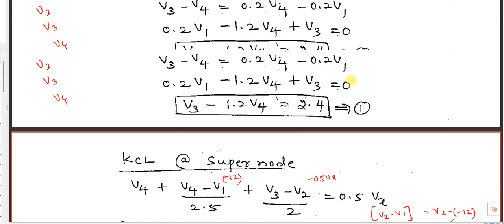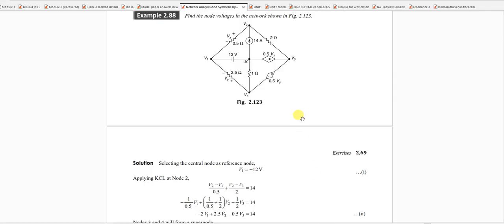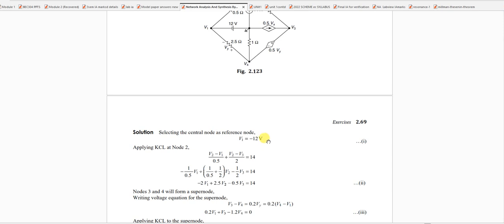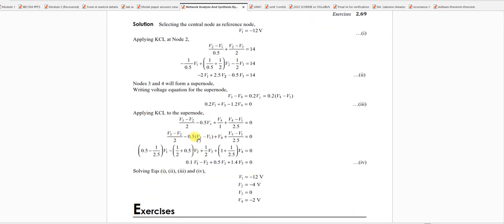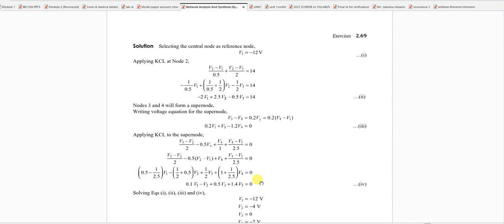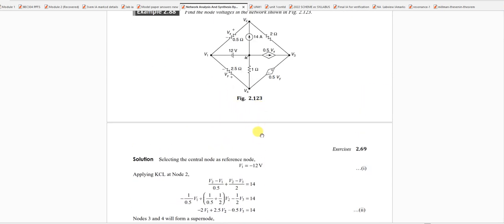So this is a very important problem. They'll ask for 10 marks. I think this is the same problem. You can see here, V1 is minus 12 volts. KCL at node 2 is this. V3 and V4 form a supernode. Like that, we'll get another equation, KCL at the supernode. This is the third equation. Solving these three, you are going to get the same answer. This is from the textbook. Thank you.